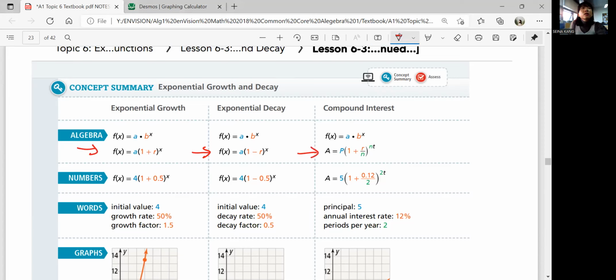All right, that was lesson 3, exponential growth and decay. We'll continue with the next lesson. Lesson 4 is about geometric sequences. That's going to be a little bit different, but it also has to do with exponential functions. So I'll see you in the next video.